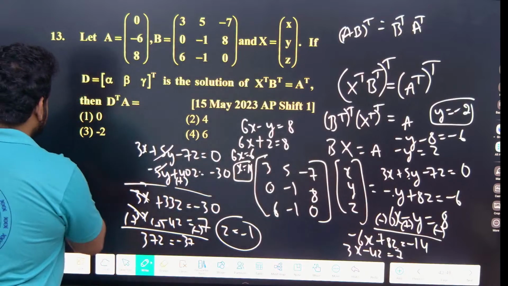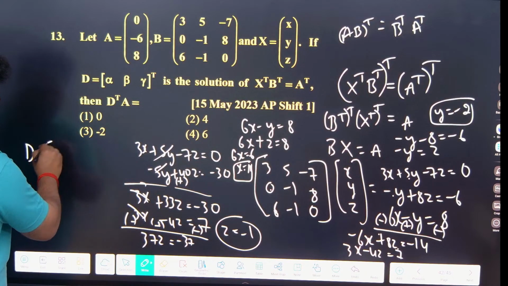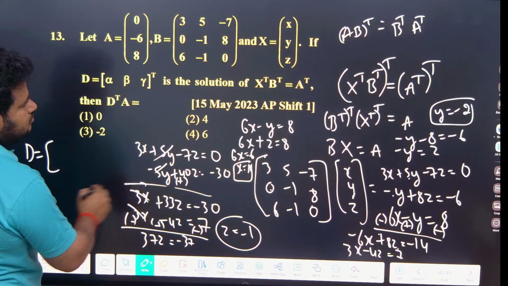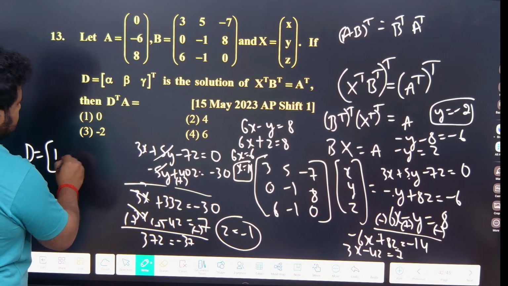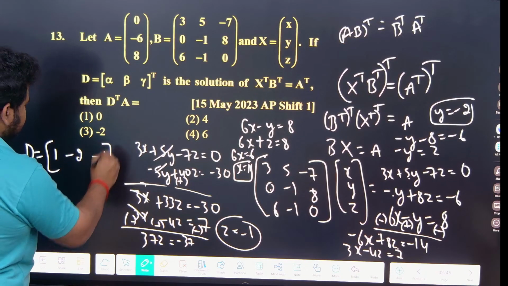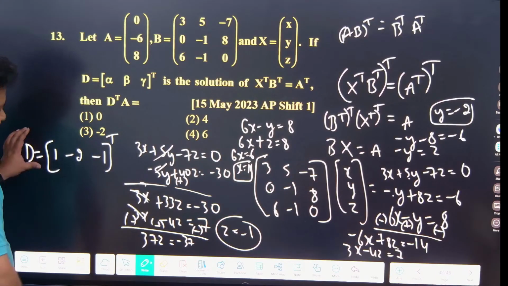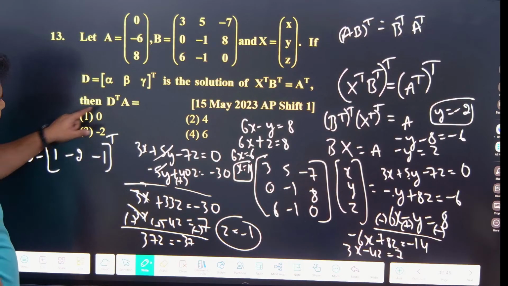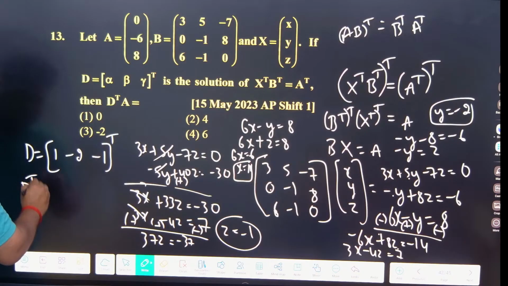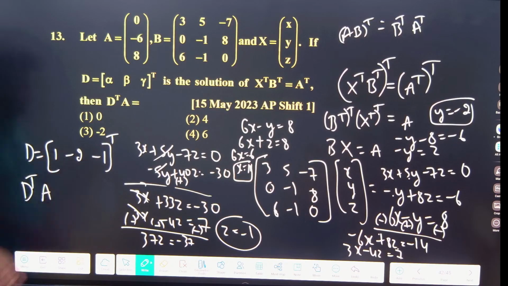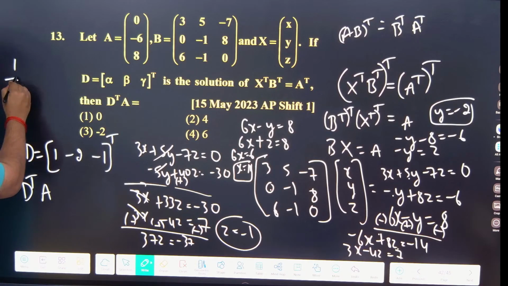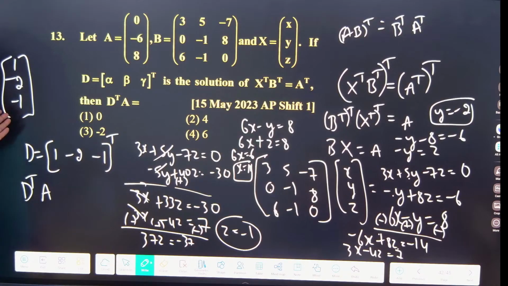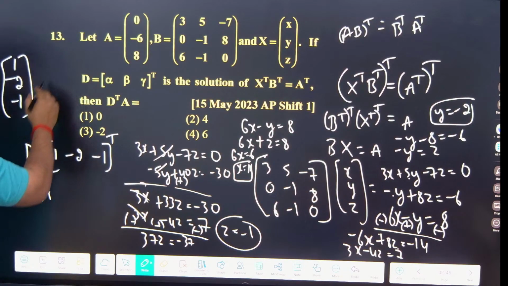So what did we get? The matrix D is nothing but what we got: 1, minus 2, minus 1 transpose. This is matrix D. Okay, they are asking D transpose into A. D transpose into A means we have to find the transpose of this. That will become 1, minus 2, minus 1. This will become D transpose, into A.